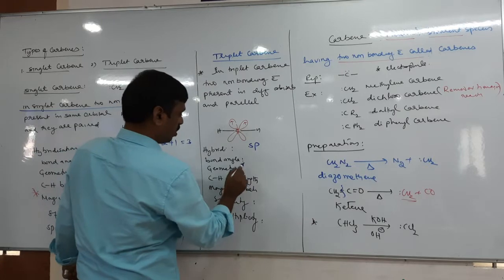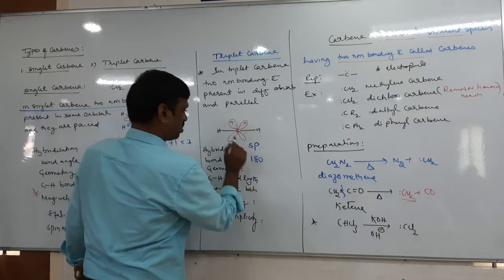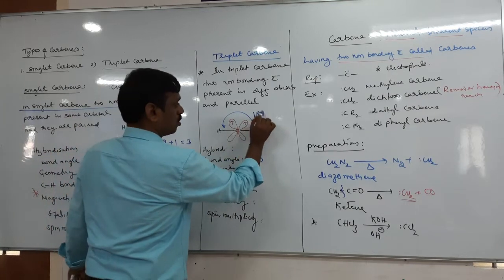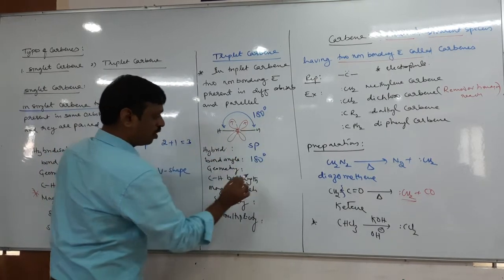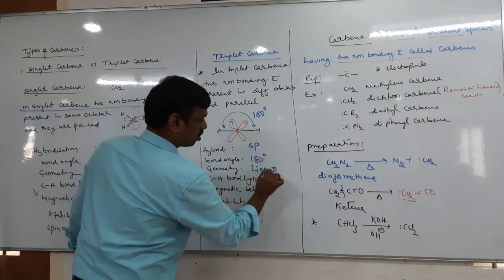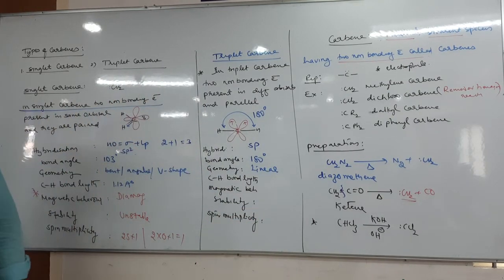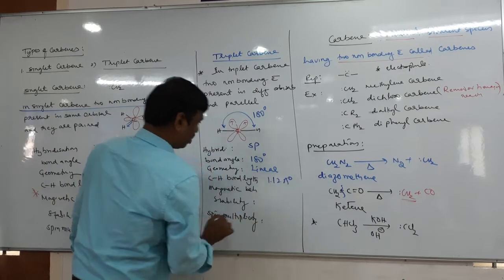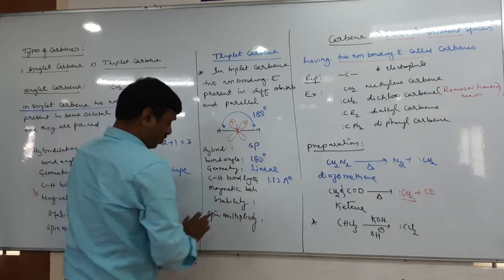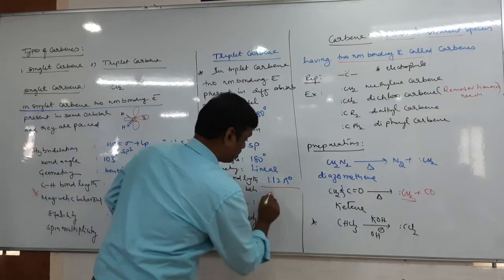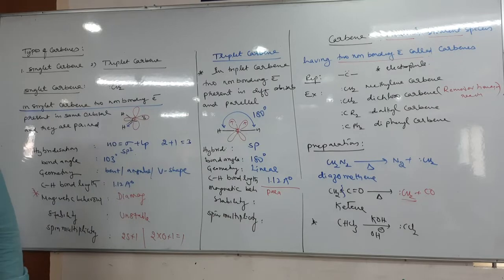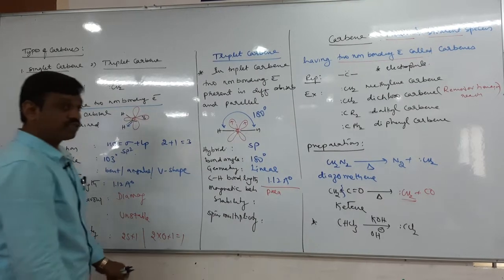So what is the geometry? Bond angle 180 degrees, 180. Then geometry, of course 180 is linear. Next, CH bond length, it will be the same 1.12 angstrom in carbene. Magnetic behavior, important, it is paramagnetic. So singlet is diamagnetic, triplet is paramagnetic. A question can be expected. Next, stability.